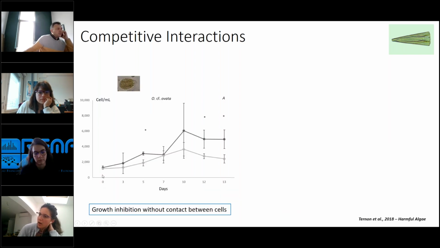On the other hand, for the other experiment, we saw a clear, significant decrease of the abundance of these cells when they were exposed to Licmophora paradoxa, the diatom.